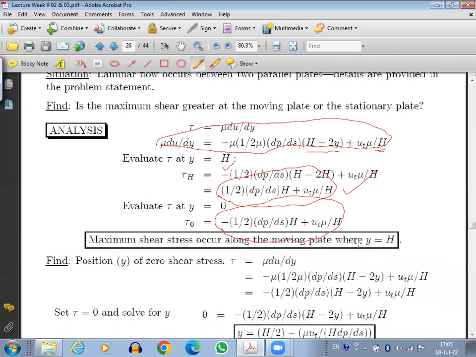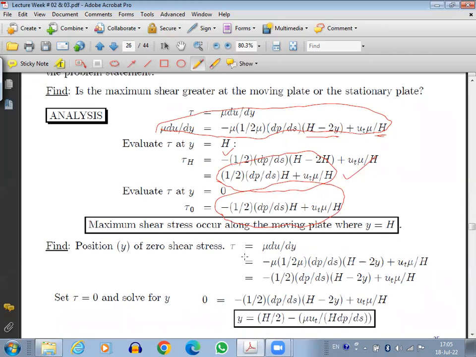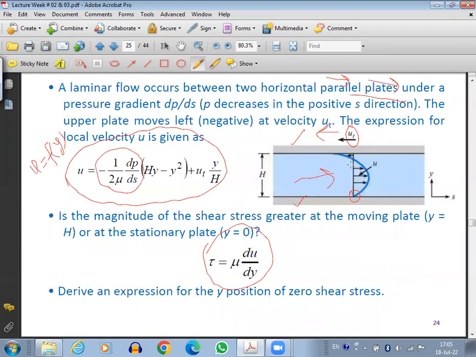Now where will be the position of zero shear stress? If you have the equation for the shear stress, just put tau equals 0 and find out the value of y. Previously you put y equals h, then y equals 0. Now you need to find y when tau equals 0. So put tau as 0 and get the value of y. So y comes out to be this term. This is the point where the shear stress will be 0. So this will be this point. Is it clear?